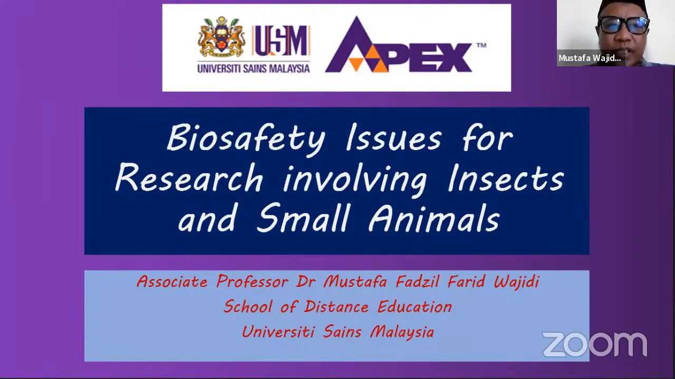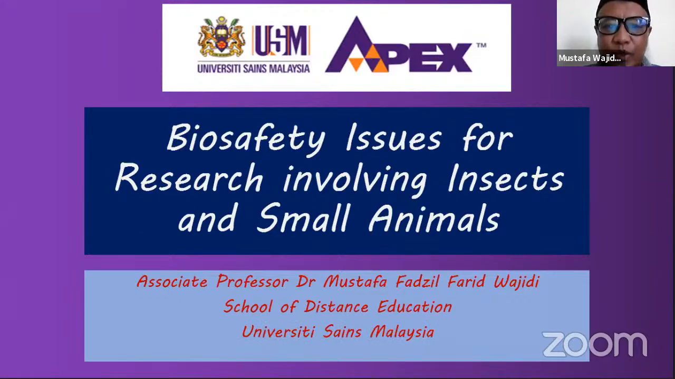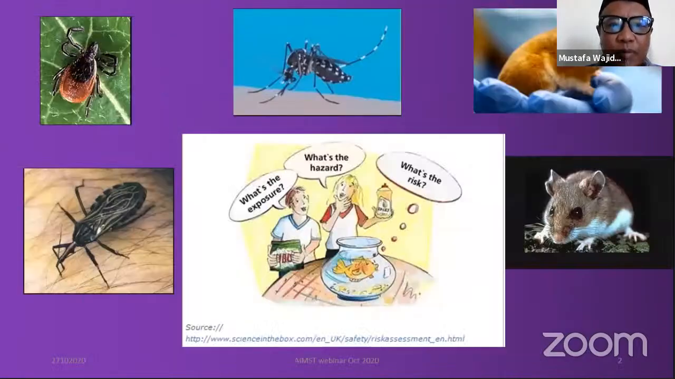The title that I have chosen is Biosafety Issues for Research Involving Insects and Small Animals. A little deviation from the title that I gave earlier. Maybe we will include arthropods as well. Many of you are working with different types of biohazards, different types of organisms. And as you probably know, we classify these organisms into four different classes of biosafety levels.